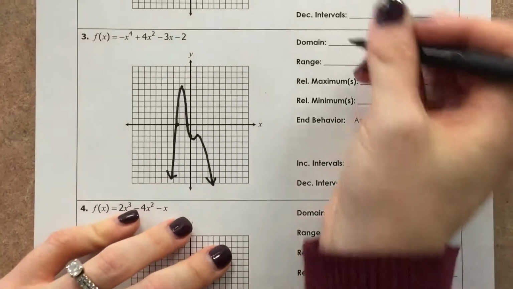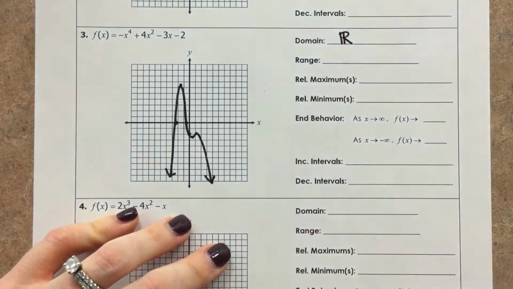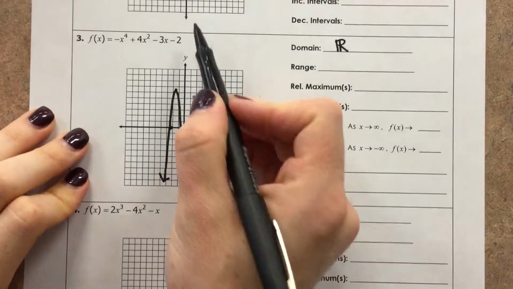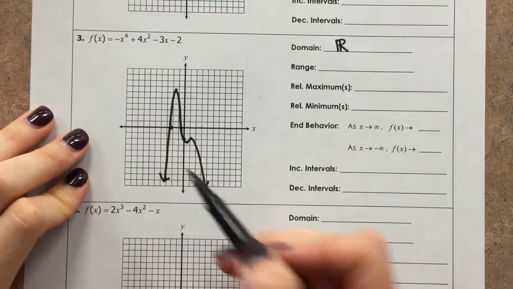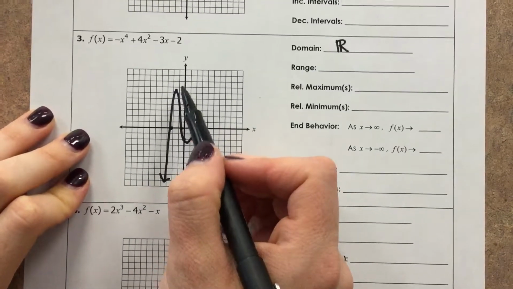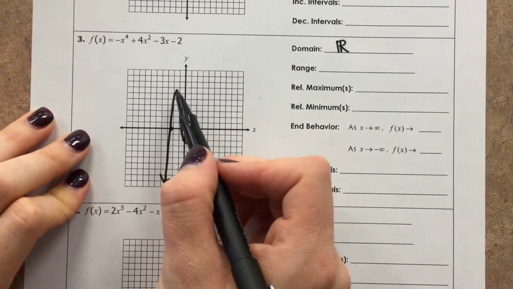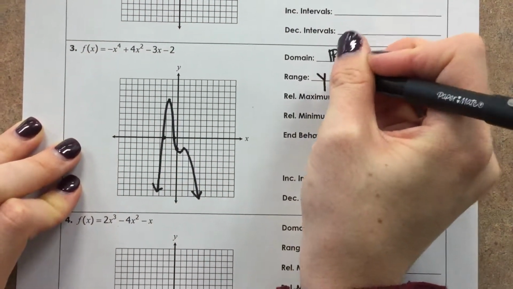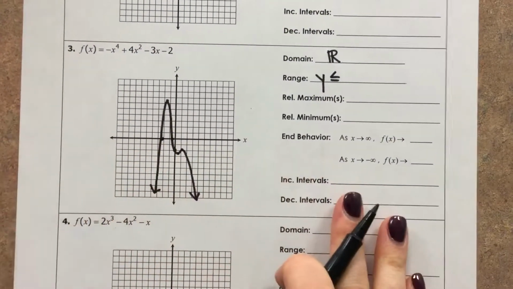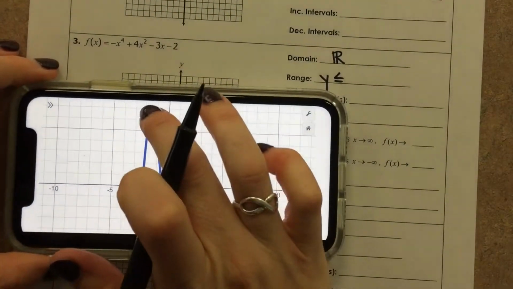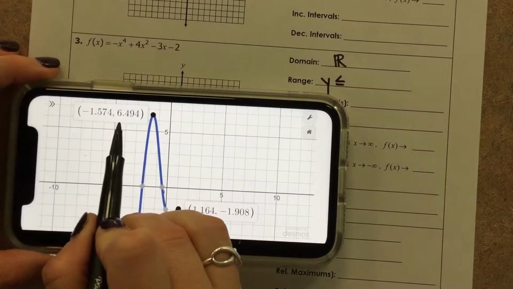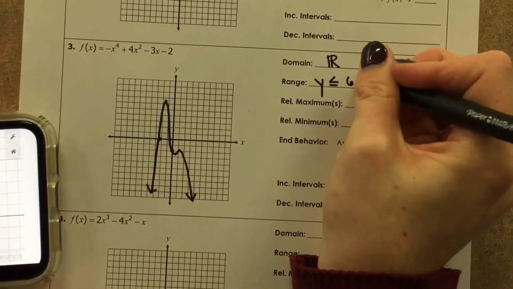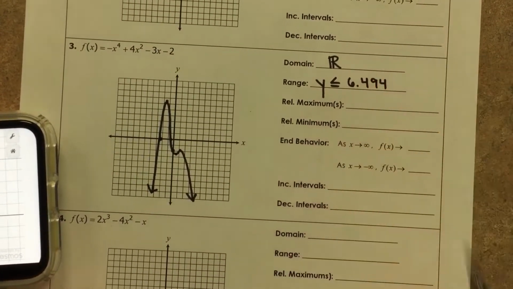So let's write domain and range. Every polynomial has a domain of all reals. That's never going to change. The range for this one, you're looking for whether it goes up forever or goes down forever. This goes down forever, but this actually is our very highest y value. It never goes beyond this point. So we can say that y is less than or equal to whatever this y value is, and that's why having these little points on Desmos can come in handy. It's this y value, 6.494, and you do want to make sure that you're being exact. Okay, so we've got that.